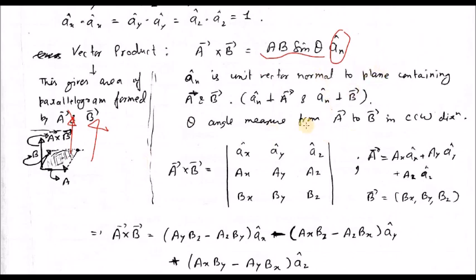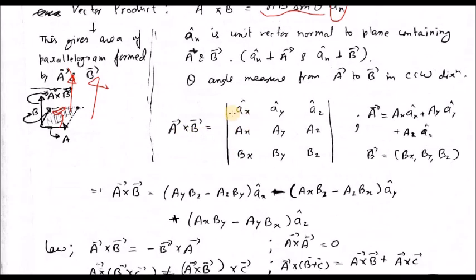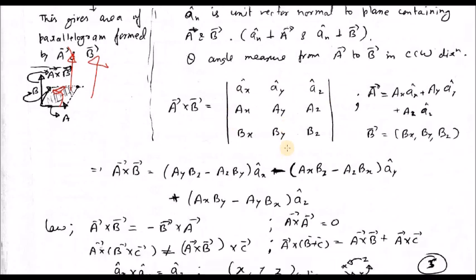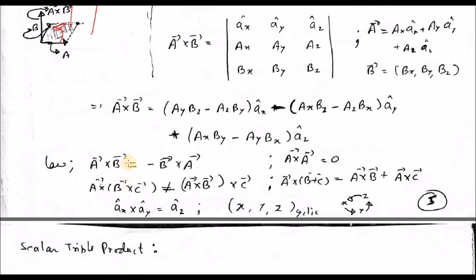Okay, and this theta here in ab sin theta is measured from a to b in the counterclockwise direction. So a cross b can be calculated by solving this determinant: unit vectors ax, ay, az, components of a which are ax, ay, az, and components of b which are bx, by, bz. Just solving this determinant, you will get a cross b.